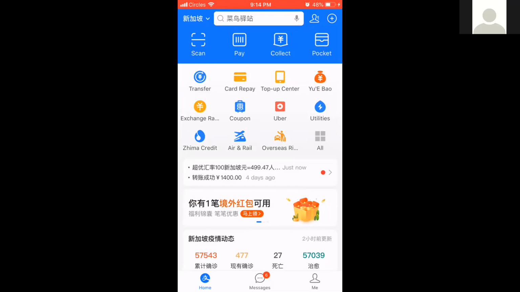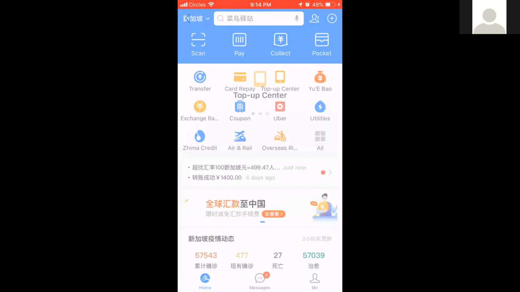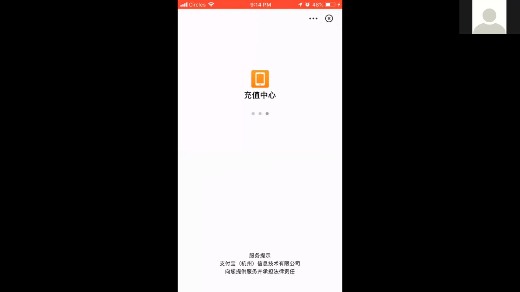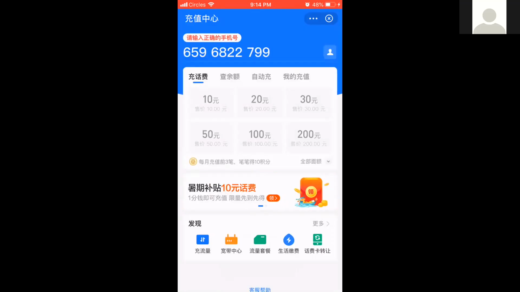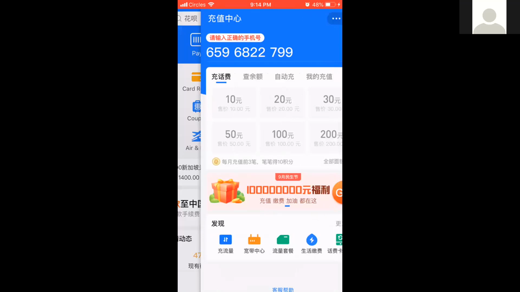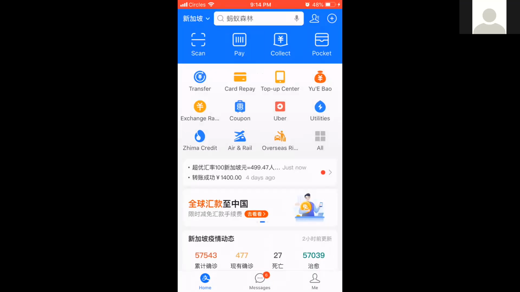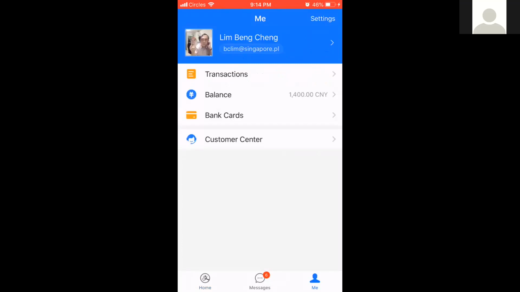If you go to top up center, which I'm not going to show you much because it's no longer in use already. You can only use this money to buy in Tmall. That means Taobao. So don't care, don't use this. Then you can check on this Me. Then you will see the balance.